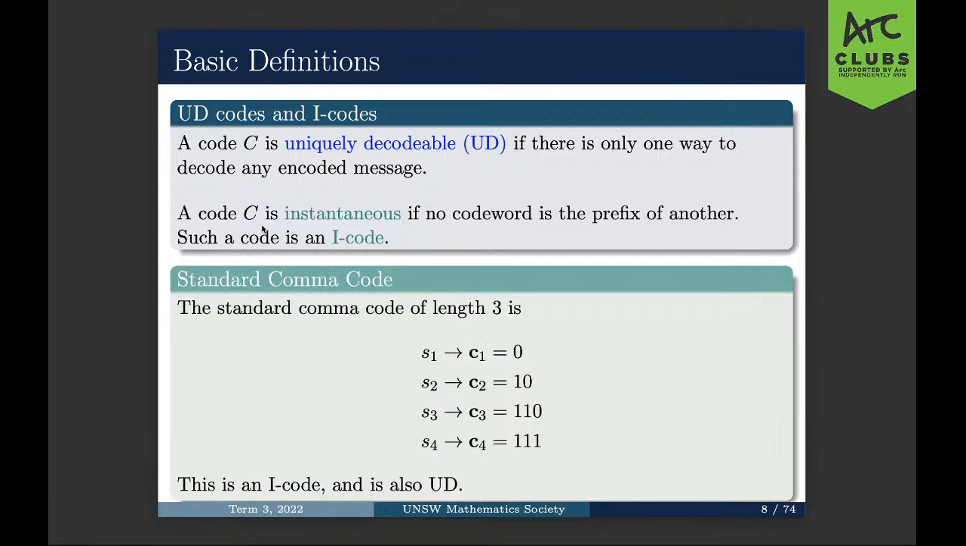So here's an example. It's called the standard comma code, and it looks like this. We start off with 0 as the first code word, and then 10, and then 110, and then 111. So if we have a length k standard comma code, then we'll end up with the last code word as k 1s. And we can see that this is an I code because no code word is the prefix of another. For example, 0 is not a prefix of any of the other code words here. So this is an I code, and it turns out that this is also uniquely decodable.